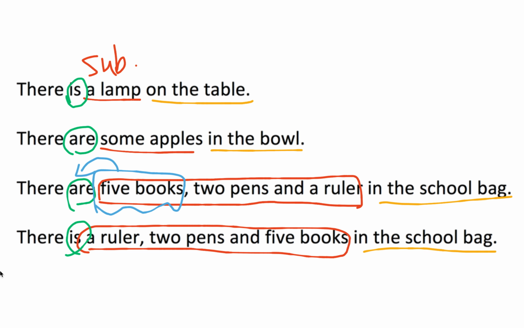So because it's 5 books, it's plural form, we use are. And in the fourth sentence, it's a ruler, which determines that we use is. So this is one thing to pay attention to. We look at the closest one in the subjects. If the subjects have a lot of different types of things, we just look at the closest one. The closest one should determine whether we will use single or plural form.